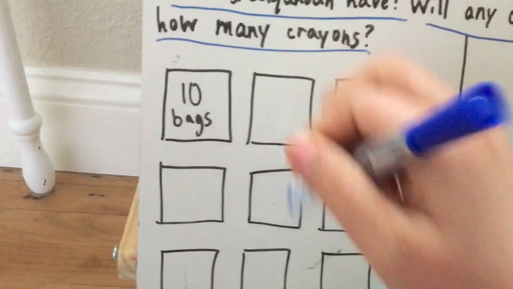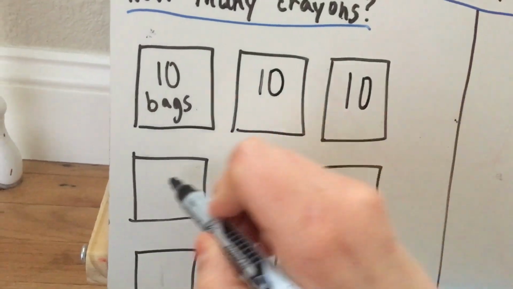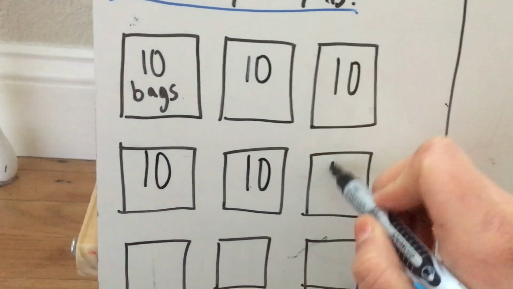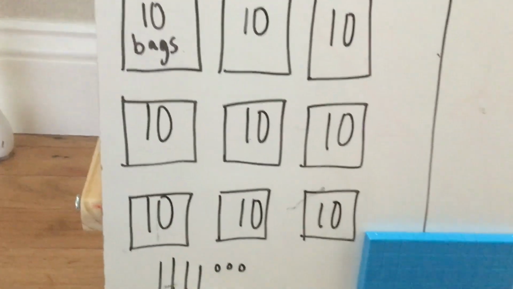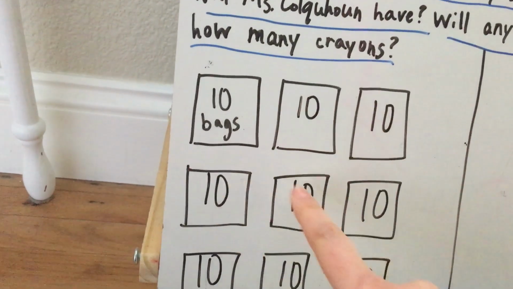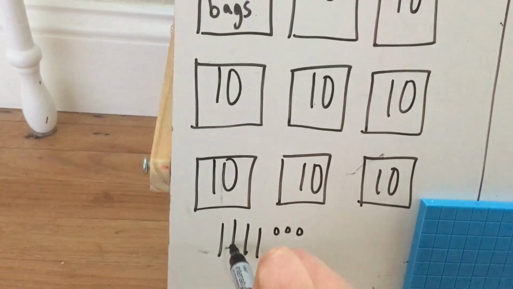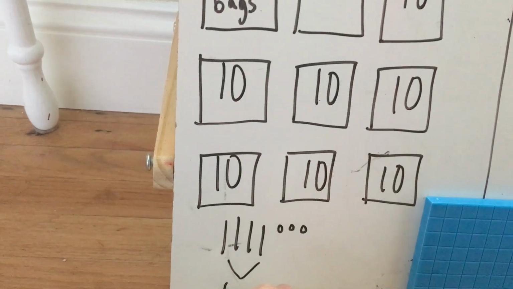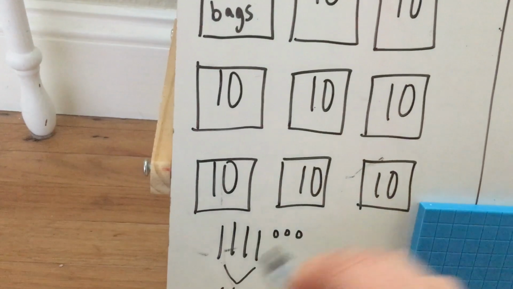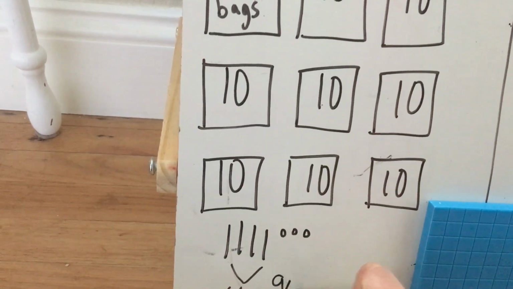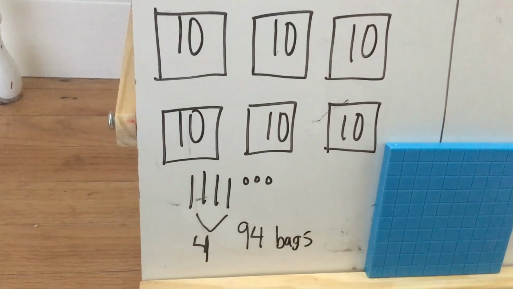All right, so each of these, oops, wrong one. I'm gonna write 10, 10, these each have 10 bags. 10, 10, 10, 10, 10. All right, 10, 20, 30, 40, 50, 60, 70, 80, 90 bags. Then for these 4, here's 1 bag, 2 bags, 3 bags, 4 bags. This would be 4 bags. So far I have 94 bags. Then I have 3 ones.